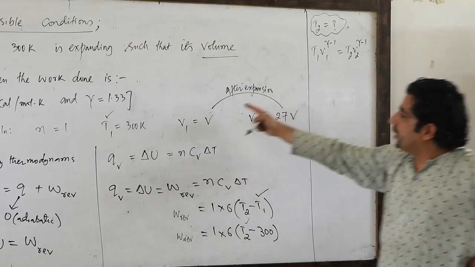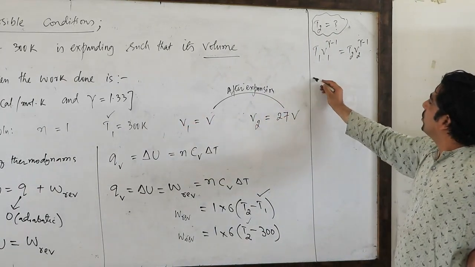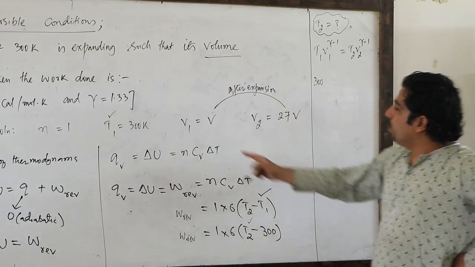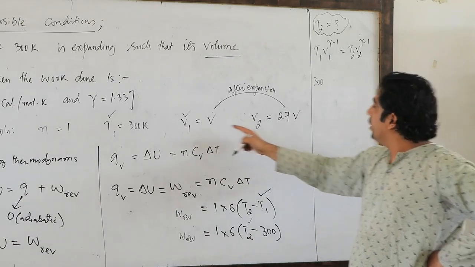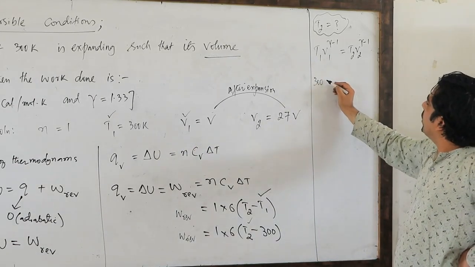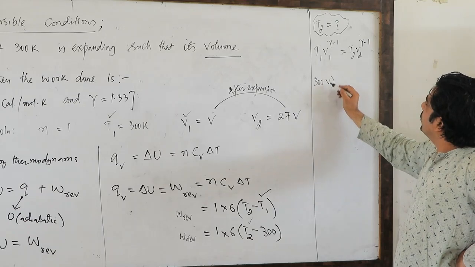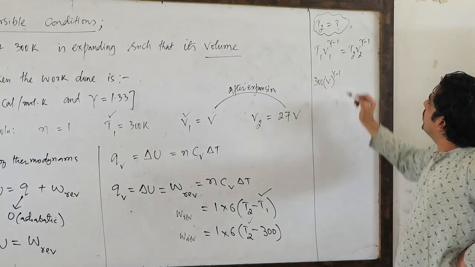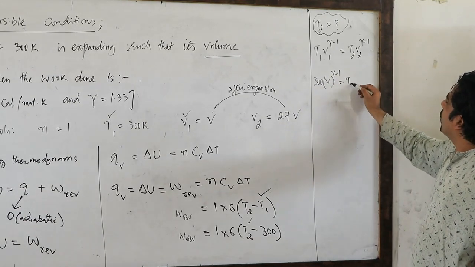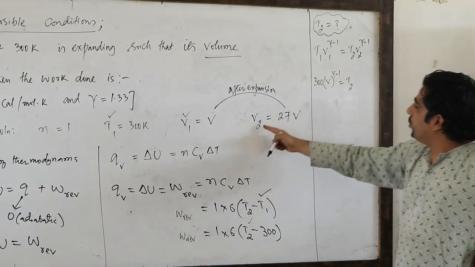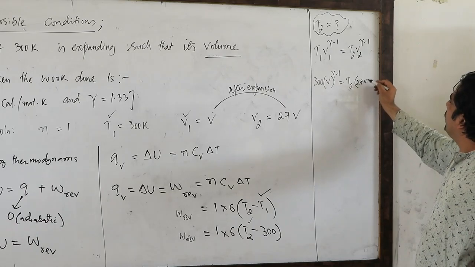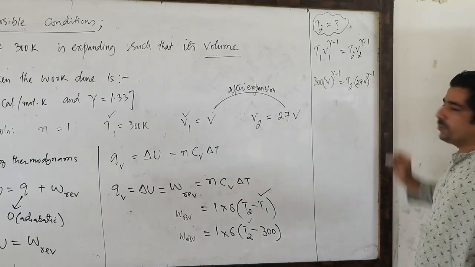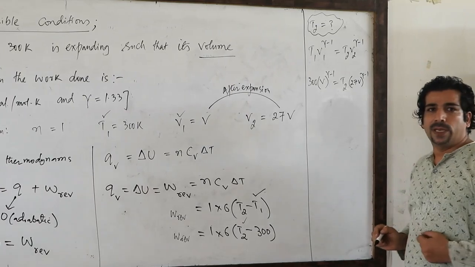We know T1 is 300 Kelvin, so 300. We know V1, the initial volume, is equal to V. So in place of this I will write V raised to gamma minus 1. T2 we do not know, but V2 we know. V2 is equal to 27V. So I will write here 27V raised to gamma minus 1. Just try to focus here, gamma minus 1.